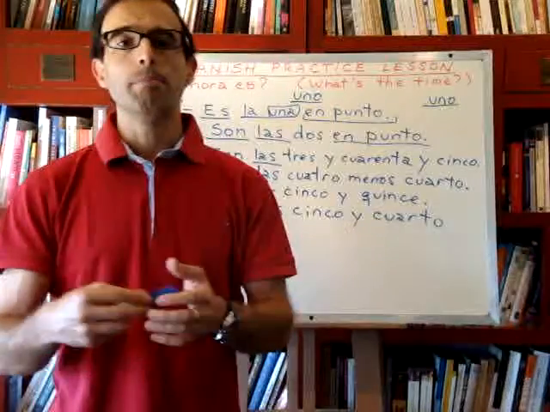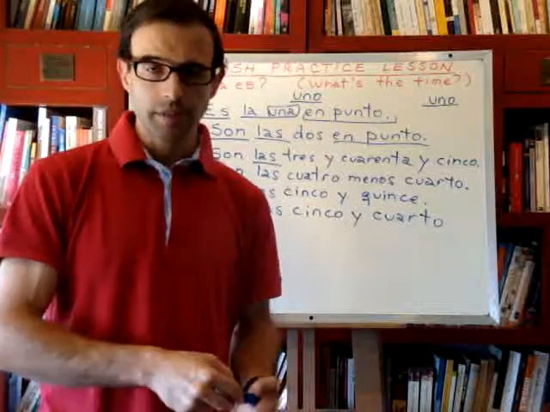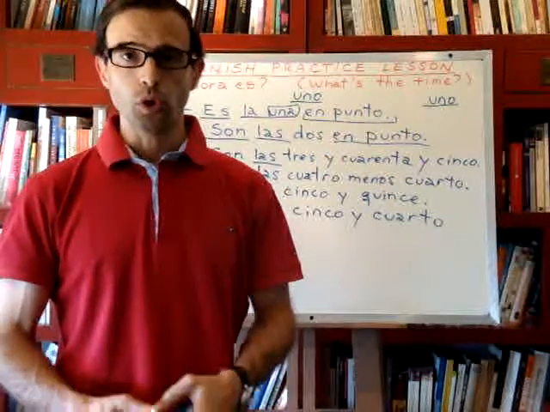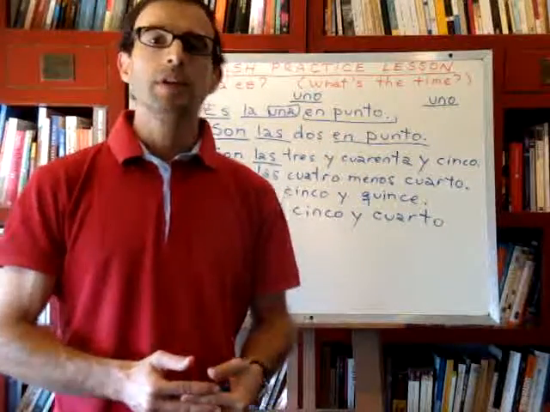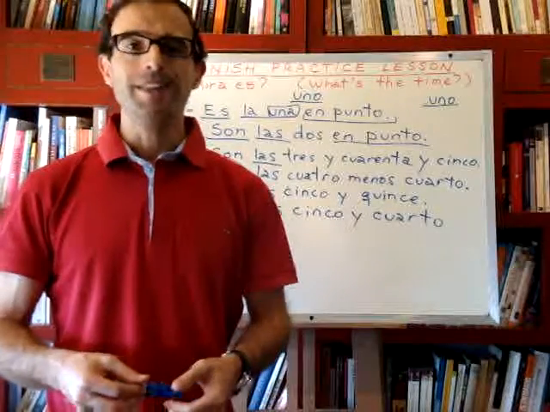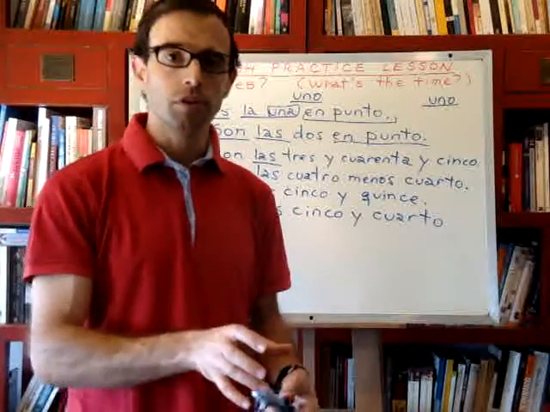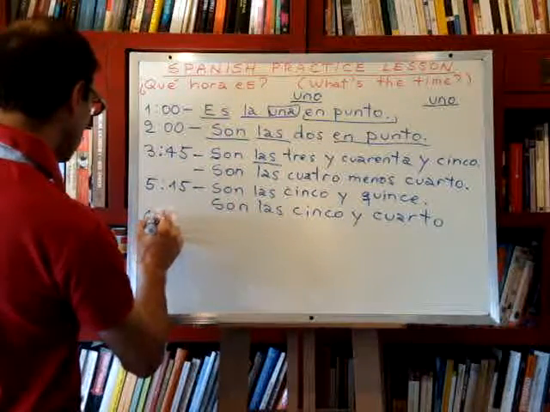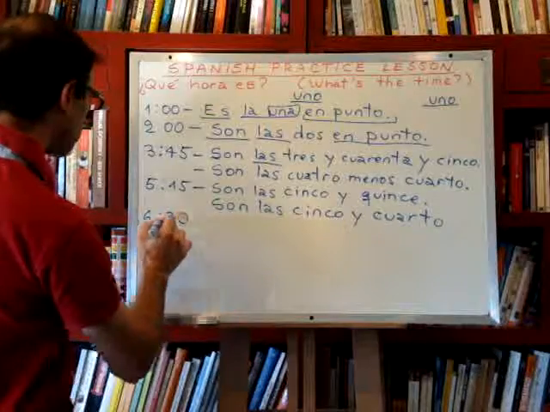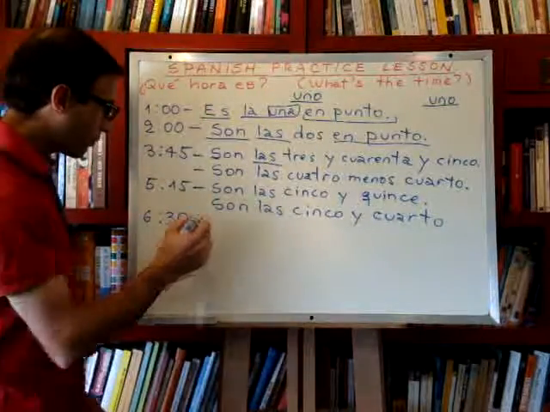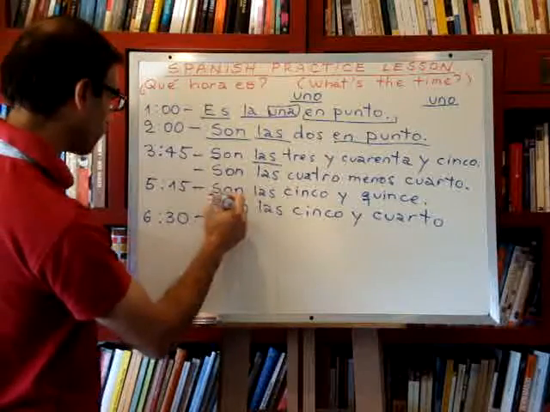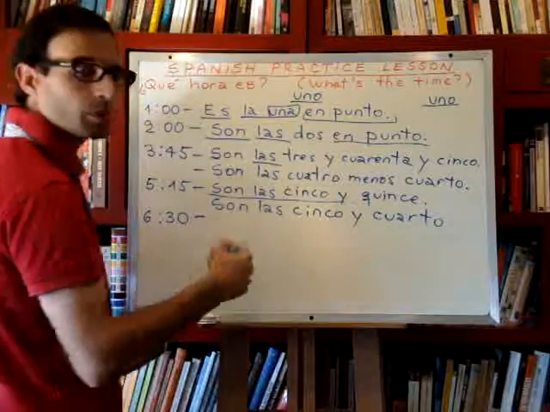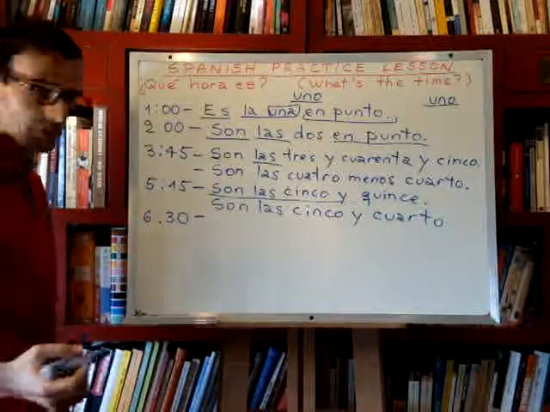However, medio also admits masculine and feminine, right? And since we are referring to horas, which are hours, and hora is a feminine noun, half would be media, right? We use a feminine form of half, media. So if we want to tell the time here, it's 6:30. First, let's use this format, right?